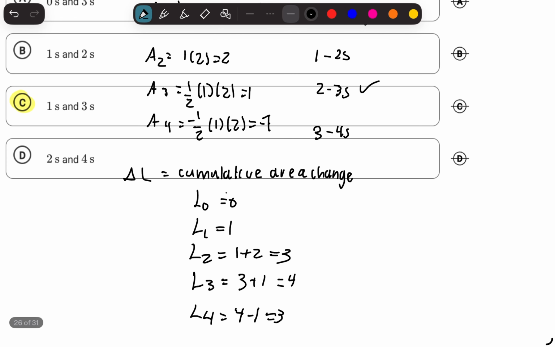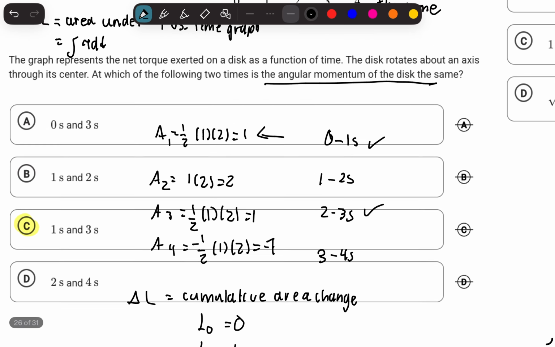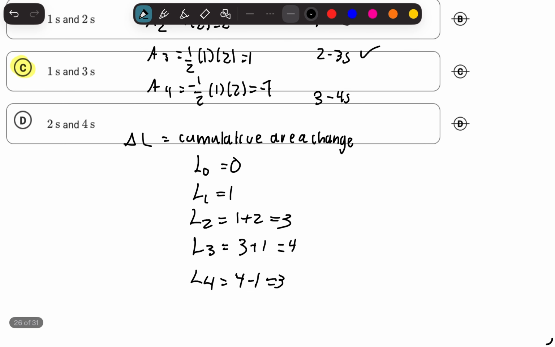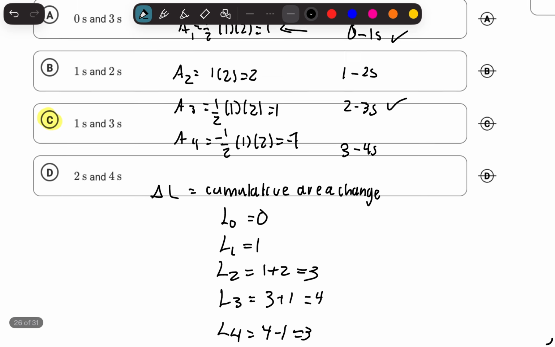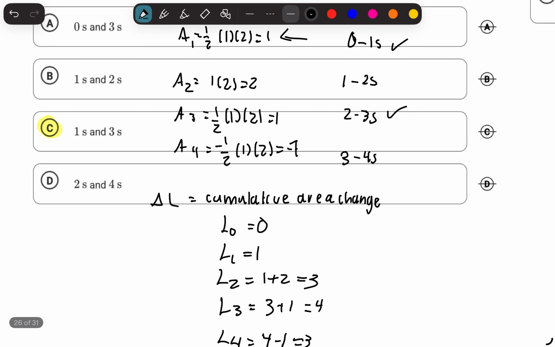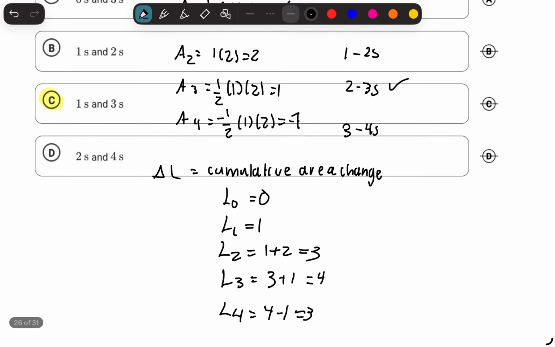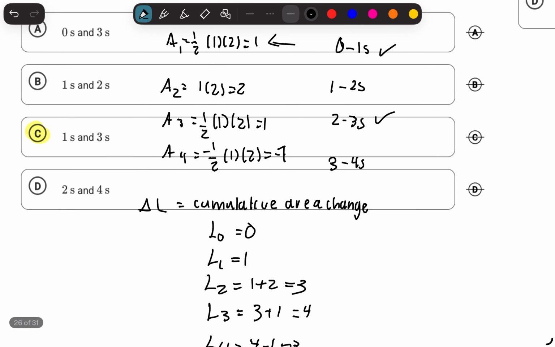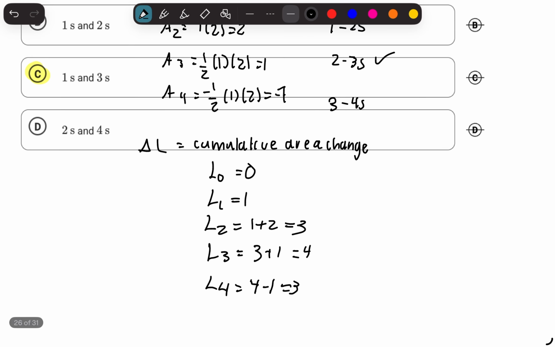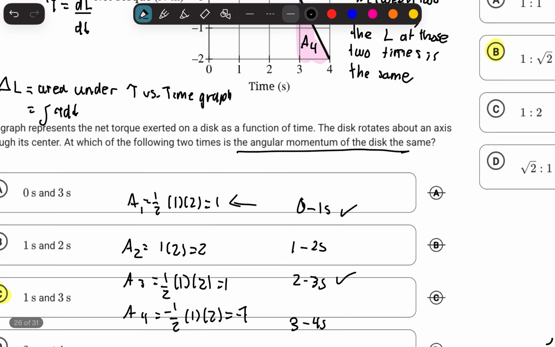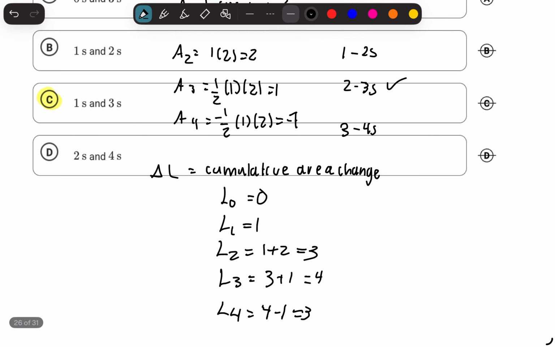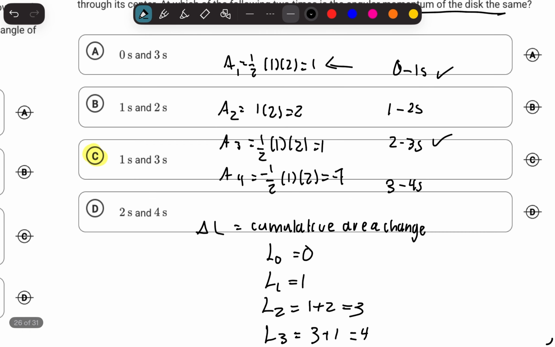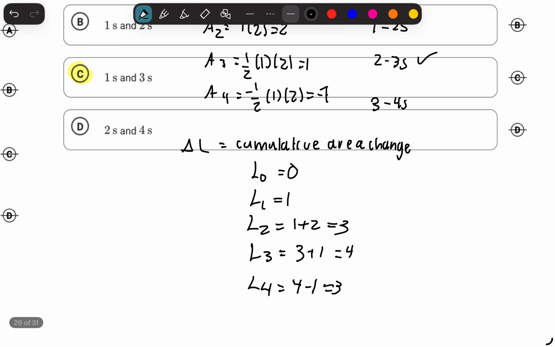So initially you have 0, because we know we start from the origin, and then at L1 it's equal to 1, because we have 1 minus 0. And then at L2 you have 1 plus 2, then L3 you have 3 plus 1, which is 4, and then L4 you have 4 minus 1, because we have a negative area, so you subtract. So what we can see here is that the angular momenta at times 2 and 4 are going to be the same.